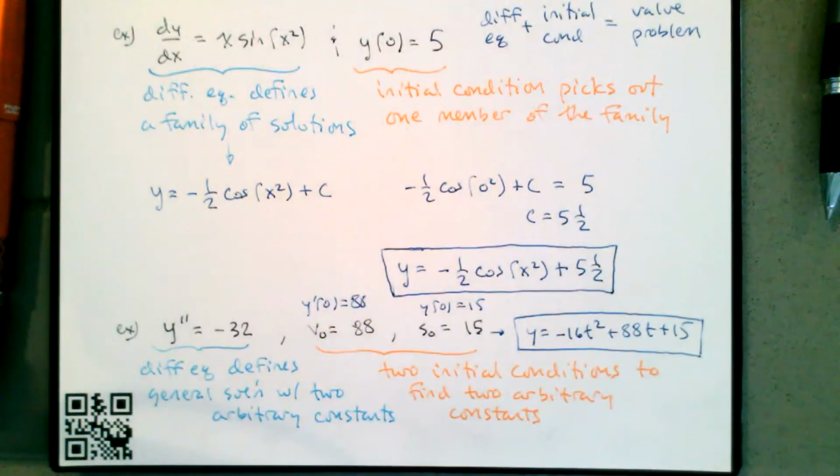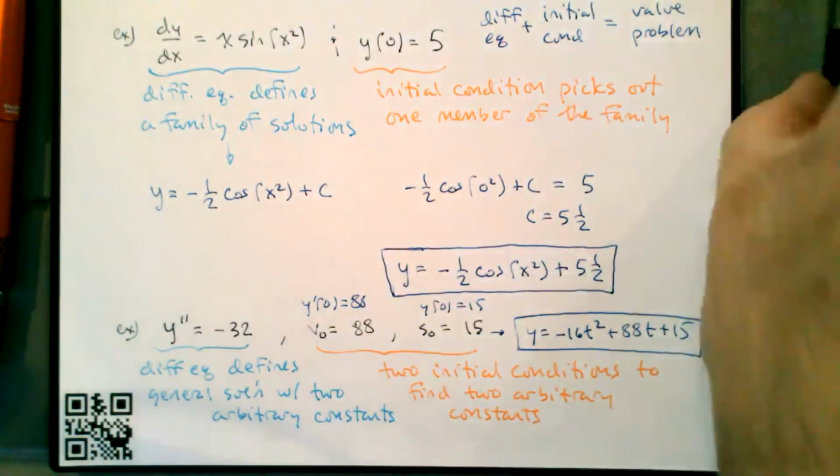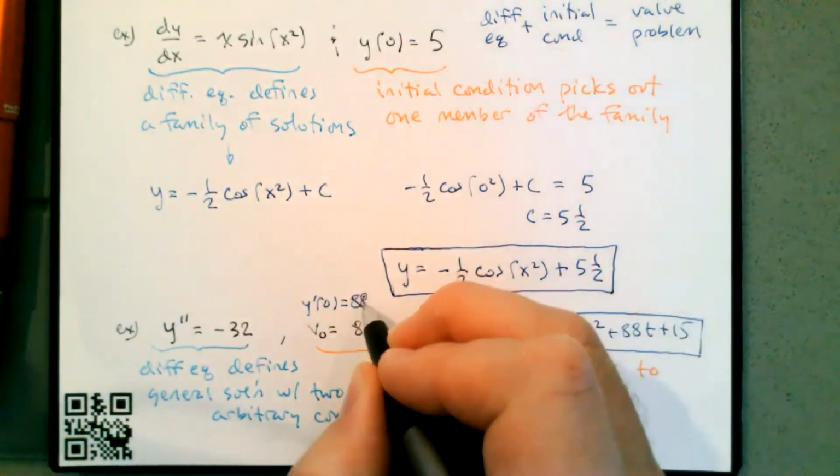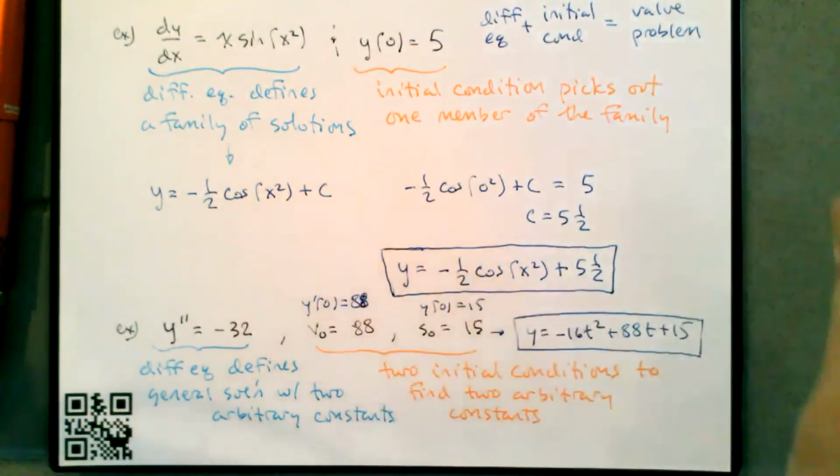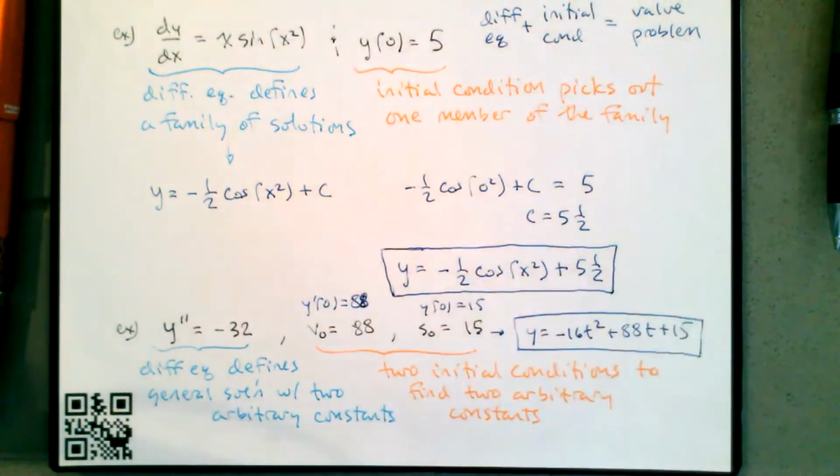We could also have a boundary value problem. If I told you that y of 0 is equal to 15, and then y of 5 is equal to whatever the height is there, then we'd still be able to find our particular solution. We just need two additional pieces of information about the function.